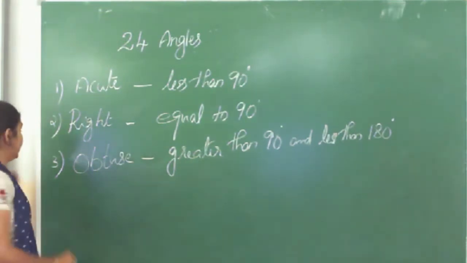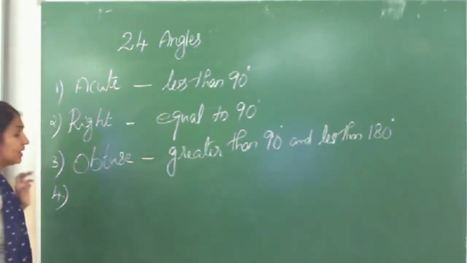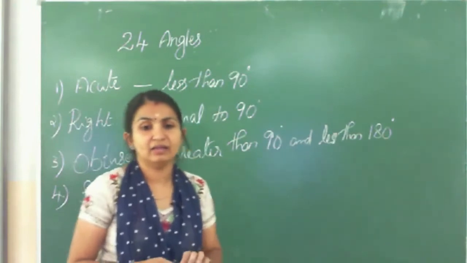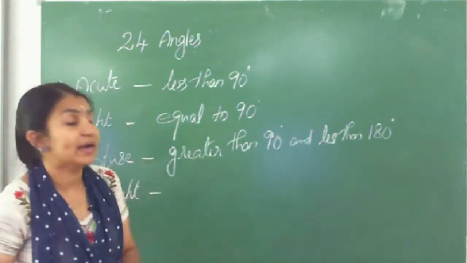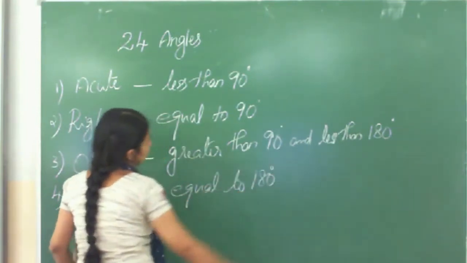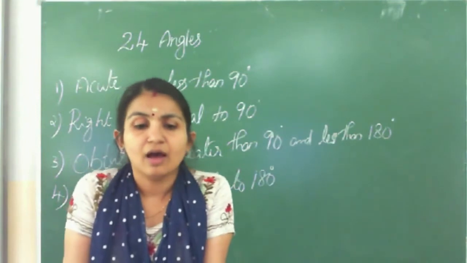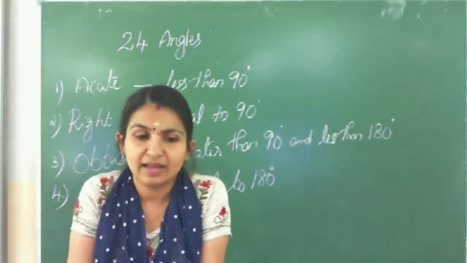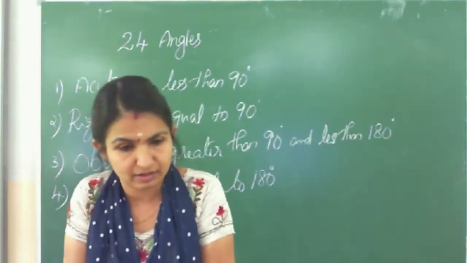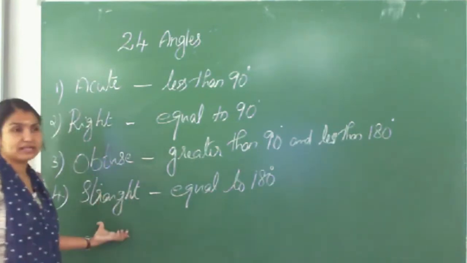Now the fourth one is straight angle. What is that? Straight angles are those angles which are 180 degree, or we can say equal to 180. The angles which are equal to 180 degree are called straight angles. Sometimes we will say it as straight line angle. An angle of 180 degree is called a straight angle.